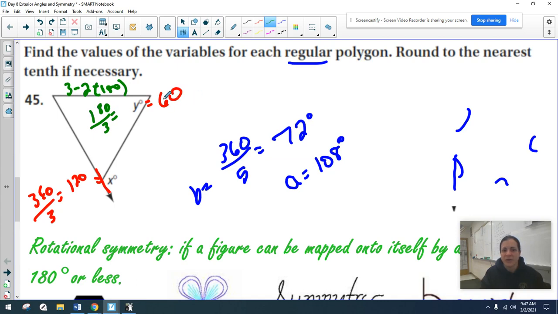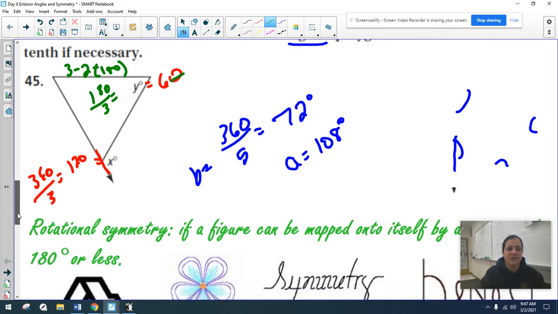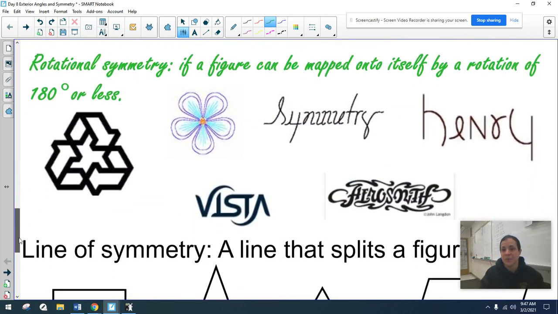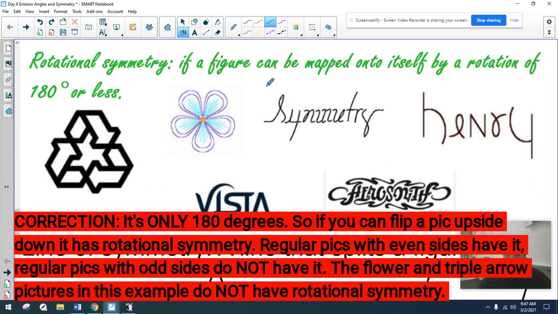So there's a couple different ways to do some of them. If they're asking for both, you get to choose. I always think exterior is easier because you just deal with 360. So that's all exterior is about.